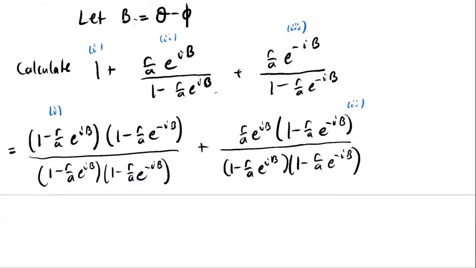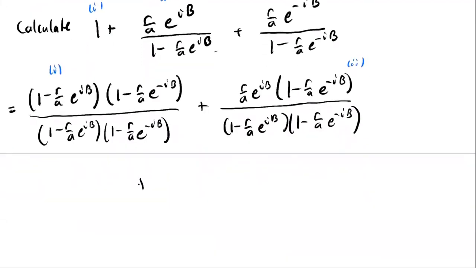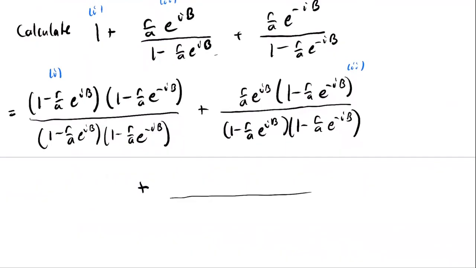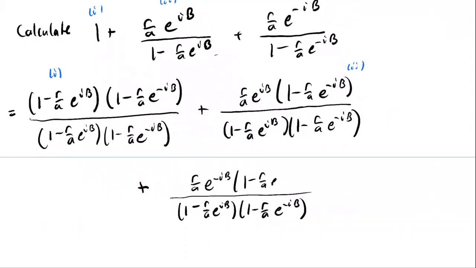Let me do this below here. So plus, now in the denominator we have the same thing. And then in the numerator we'll have r over a e to the minus ib times 1 minus r over a e to the ib. And so this is term 3.